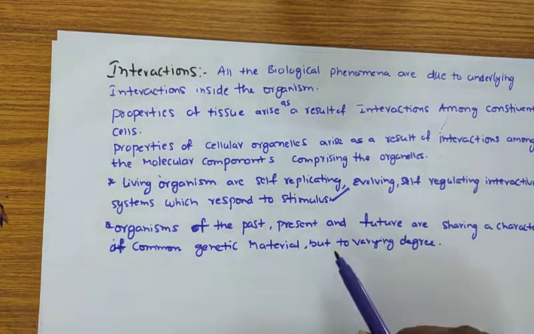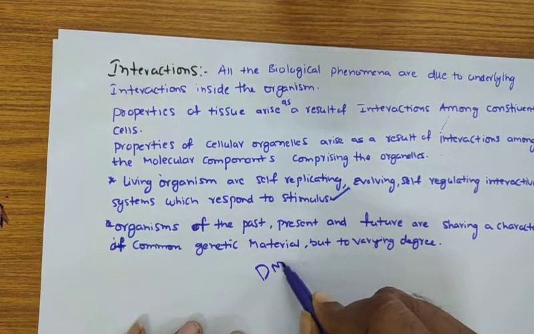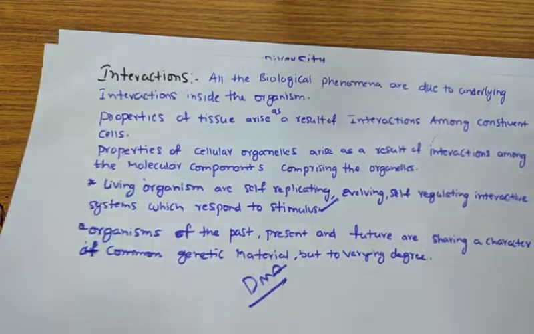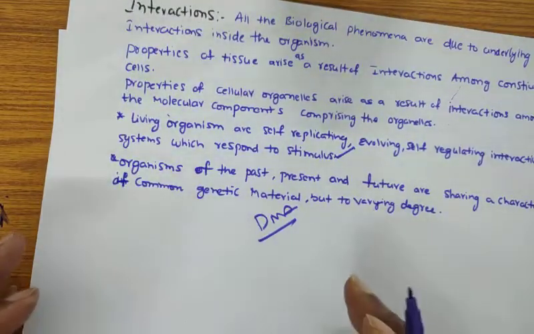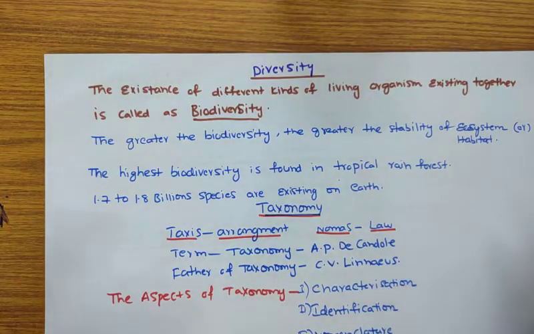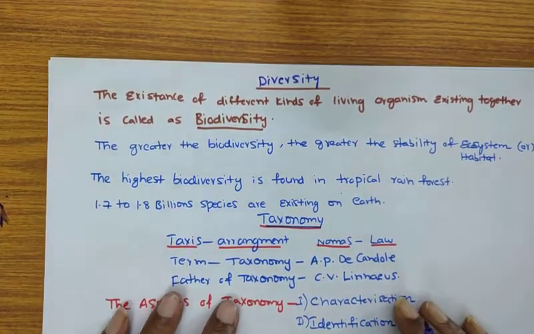Organisms of the past, present and future share the common genetic material that is DNA, but to a varying degree. So it is different from one organism to another organism. So then you go for another character. Now next one we are going to diversity.